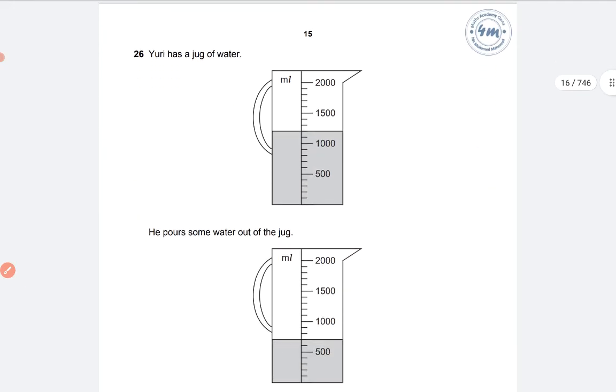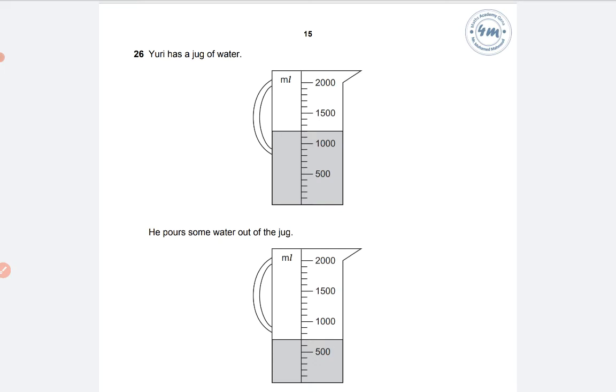The next question says Yuri has a jug of water. He pours some water out of the jug. In the first jug, here 1000 and here 1500, and each line equals 100.